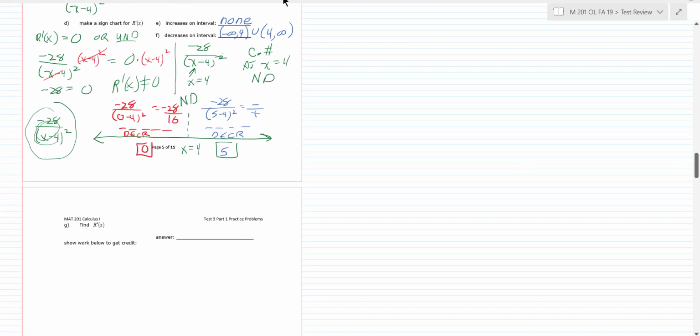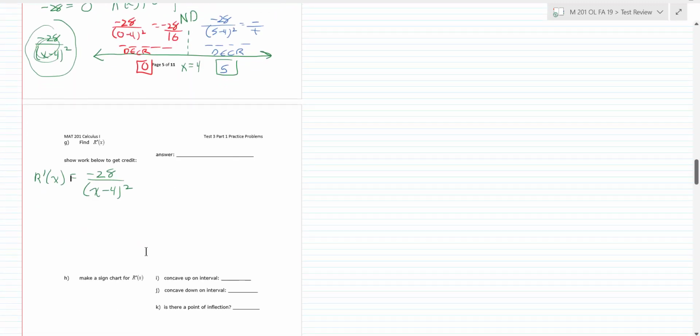Now when we go to the next part, we're going to find the second derivative because we're going to analyze the concavity. So the first derivative was negative 28 over (x minus 4) squared. When we do the second derivative, you can do a quotient rule if you want to. You can also do it like this. I think I'm going to just write it like this.